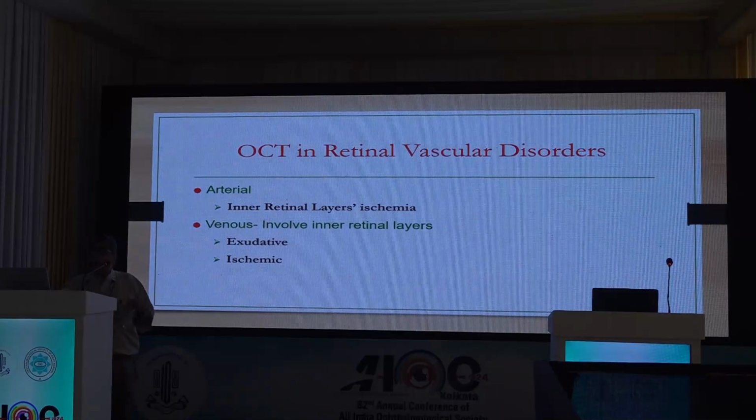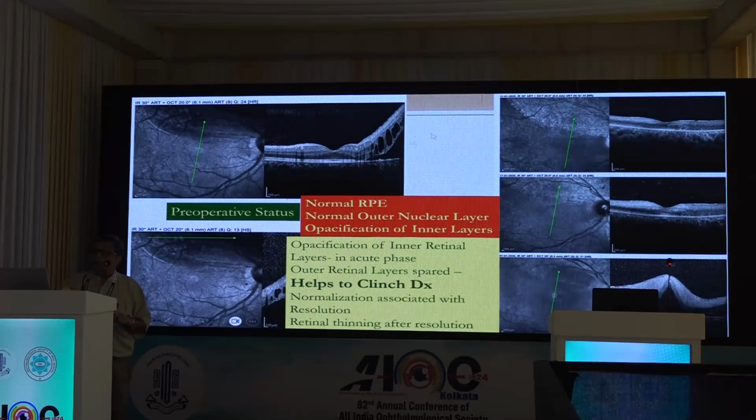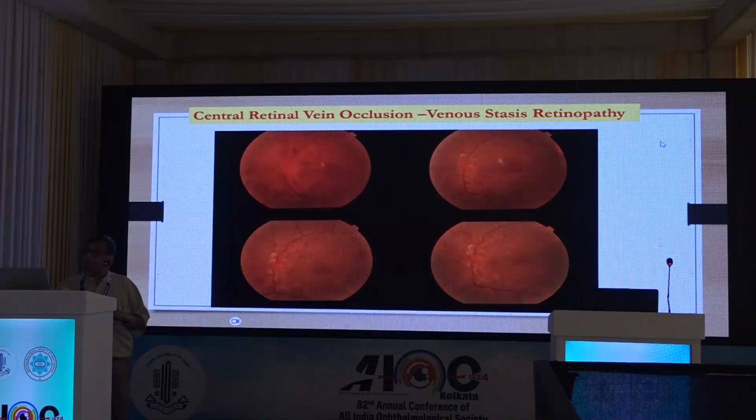Another condition is arterial ischemia or venous ischemia. You see here, there's a CRAO occurring over here. Now let's see what it would look like. This was actually a patient who had a detachment surgery and developed a CRAO after that. Very scary situation. You can see the inner layers become opacified. This is characteristic of an inner retinal ischemia, a central retinal artery occlusion. And then with time, this will go away and the retina will become thinned out.